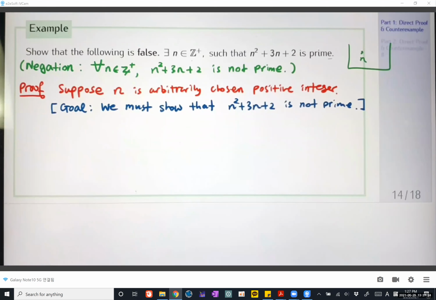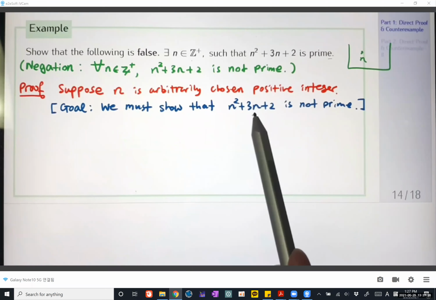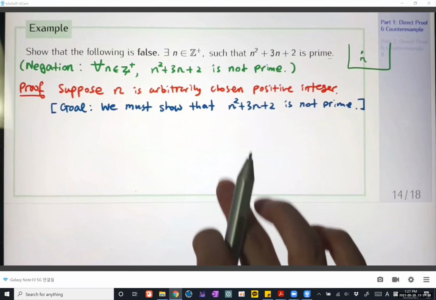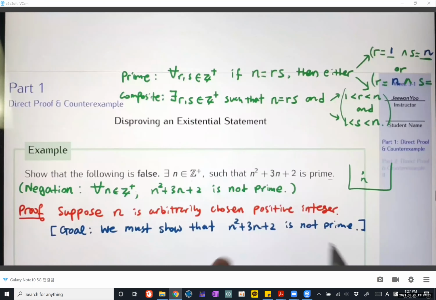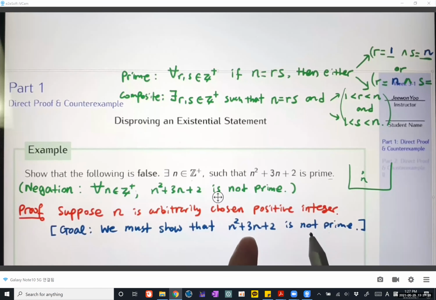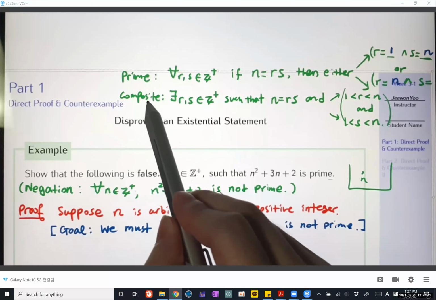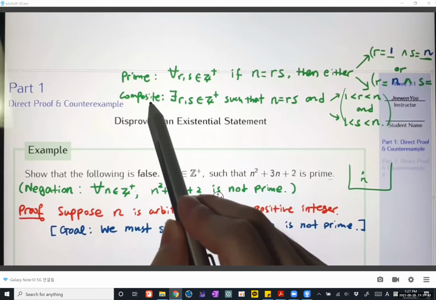Did I mention? Okay, I mentioned this n squared plus 3n plus 2. Everyone, our goal is to show that n squared plus 3n plus 2 is not prime. In order to show that this is not prime, we need to show that this is a composite number. Do you agree? It must be a composite number.